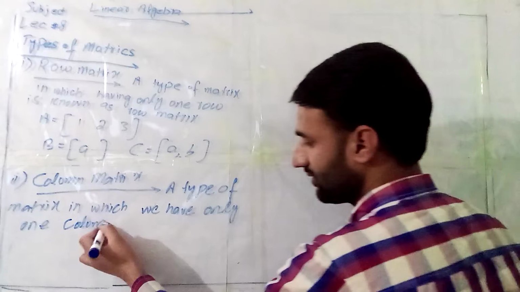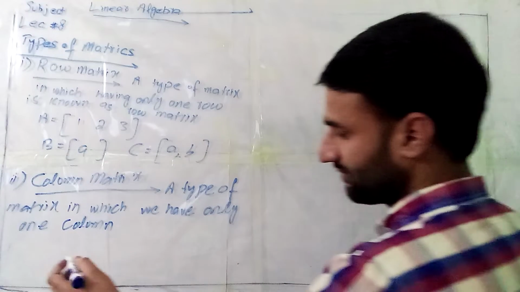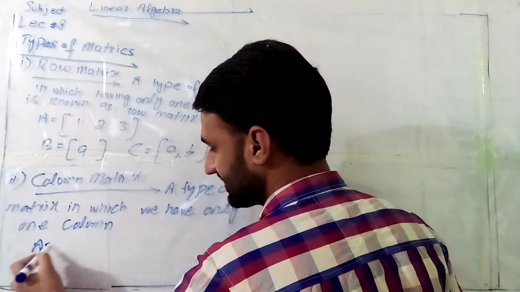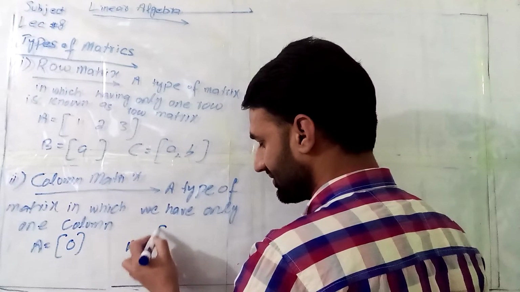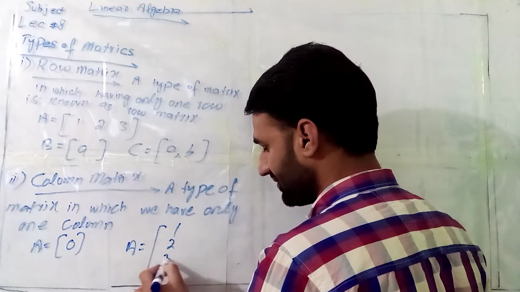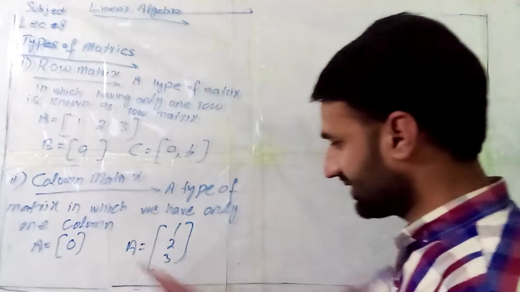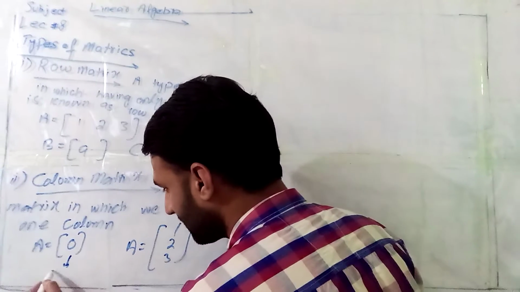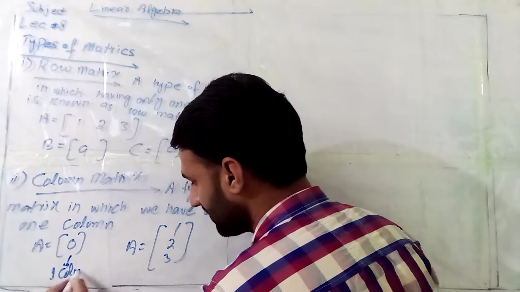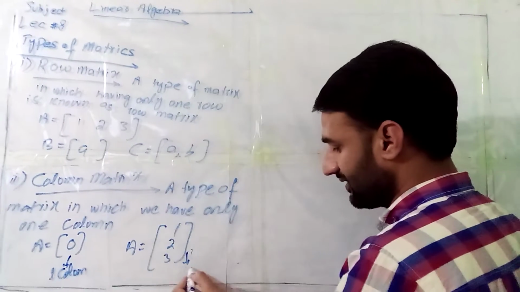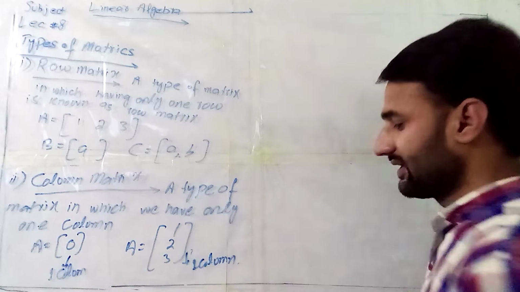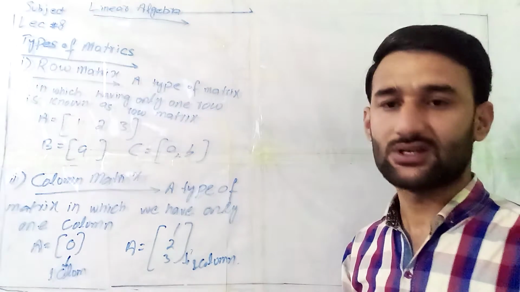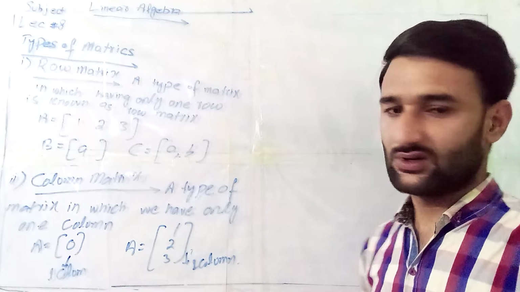For example, I have a matrix like this, A equal to 0, 1, 2, 3. Here you can notice that there is one column. Similarly, this has one column. So we can say that this matrix is a column matrix, right?